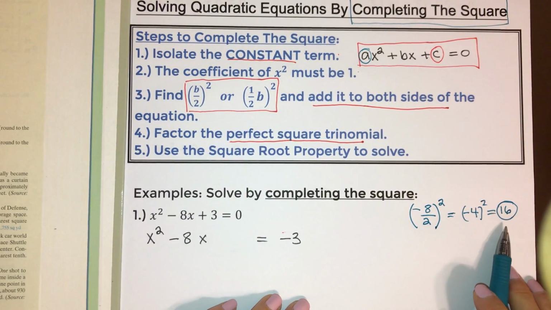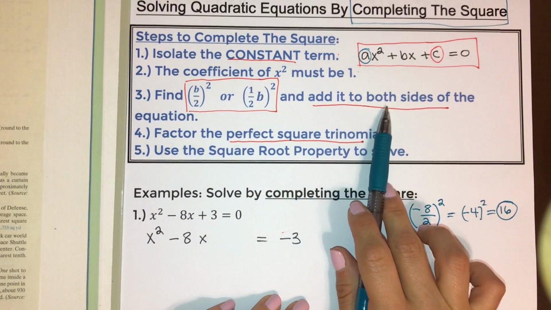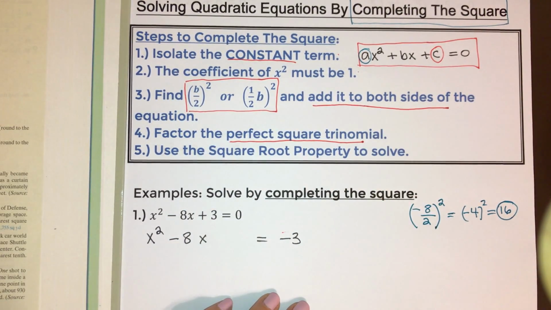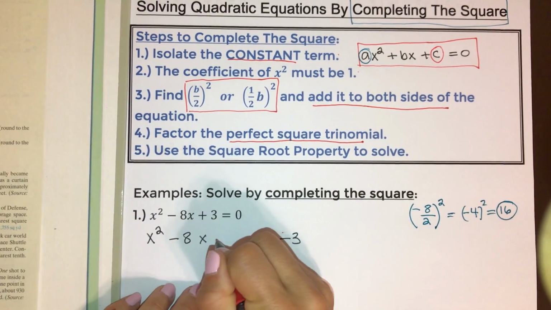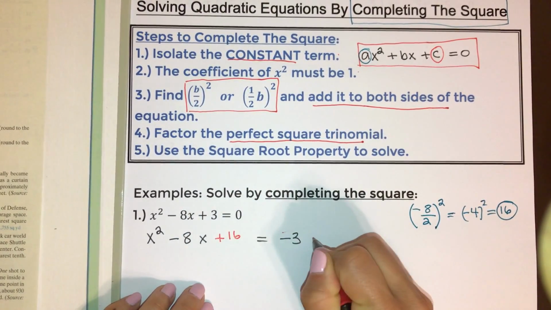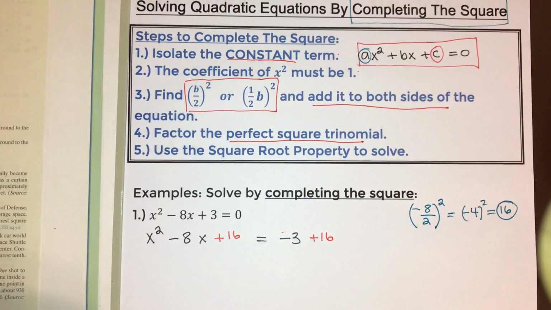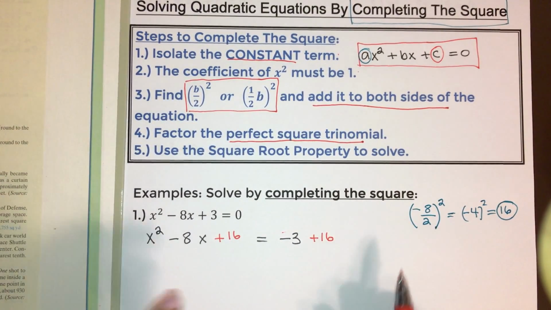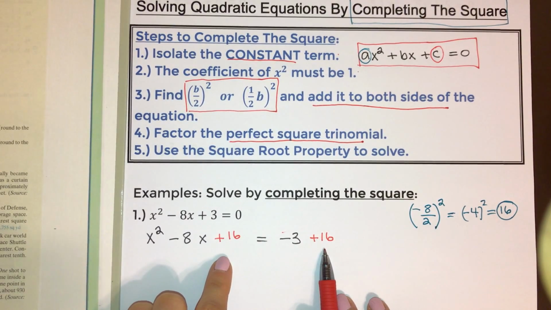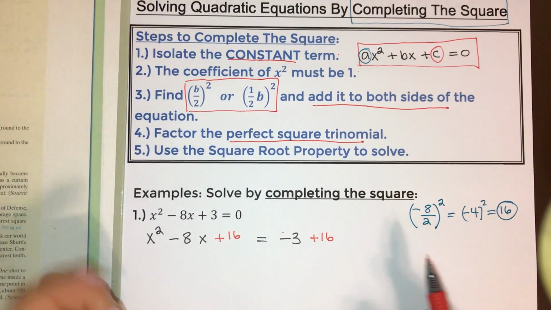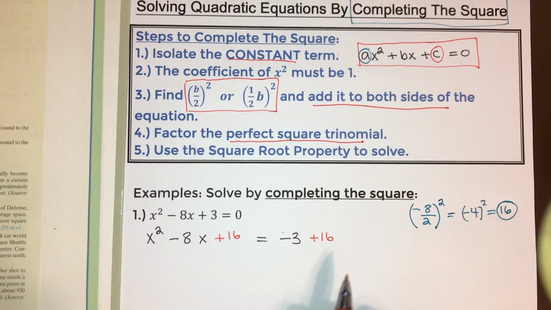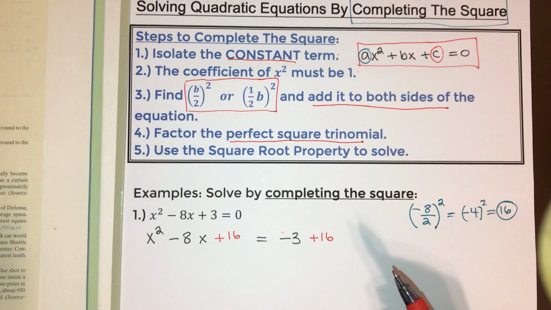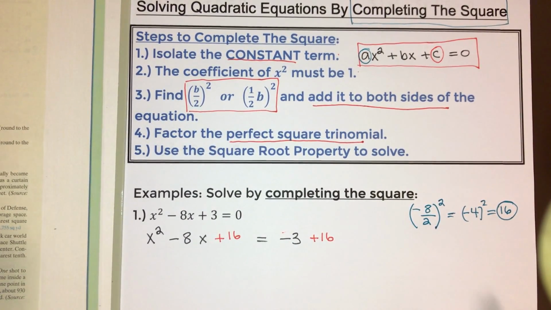Okay, why are we doing this? Because you're going to take 16 and add it to both sides of the equation. So 16 needs to be added. So the reason that we can actually do this is if you add the same number to both sides or even subtract, right, the equality of the equation's still true. So the equality is still fine.